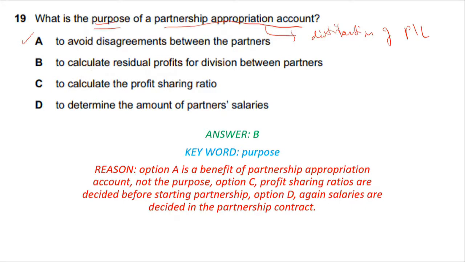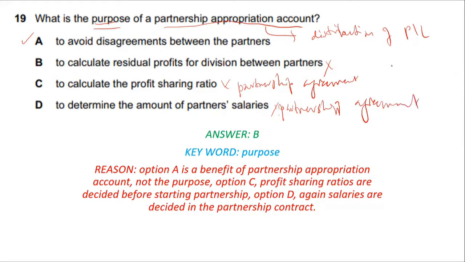Option B, to calculate residual profits for a division between partners. No, that's not right. Option C, to calculate the profit sharing ratio. This is agreed in partnership agreement, so no. Option C is again incorrect. Option D, to determine the amount of partner salary. No, this is again partnership agreement. So option A is the correct answer because it's asking me for the purpose.